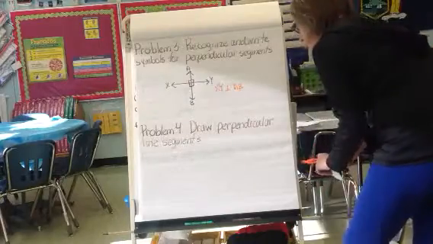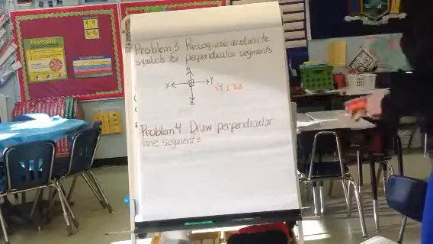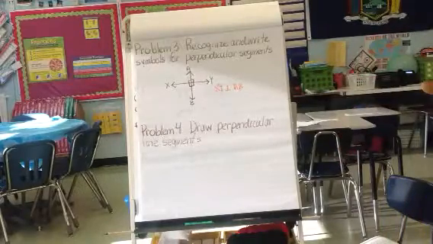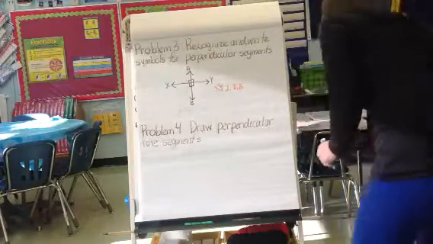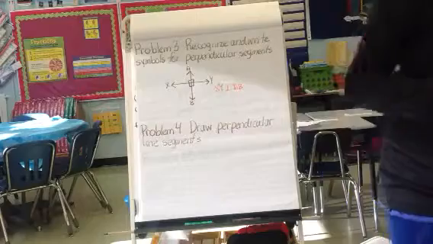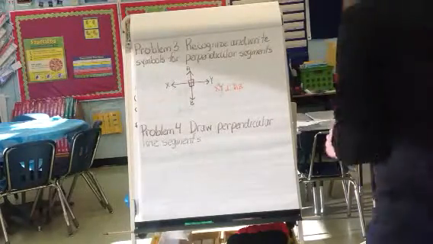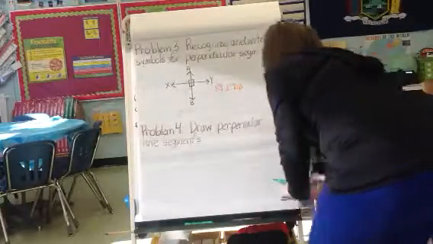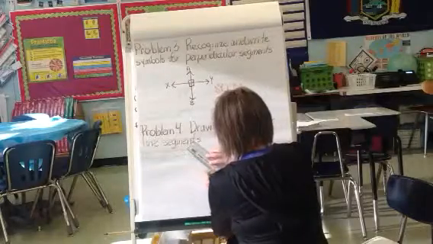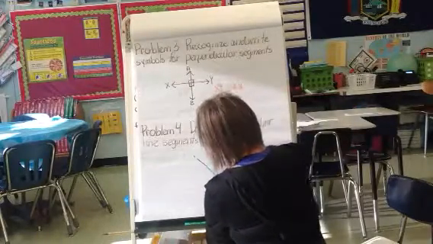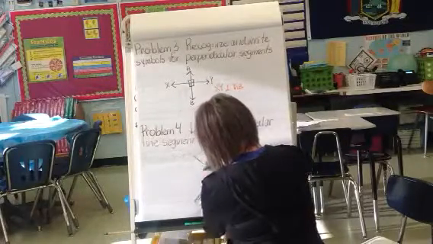Okay, the last thing that we're going to do is draw perpendicular line segments. Now the ones you've seen have been perfectly straight. They do not have to be perfectly straight. You can draw other types of lines and they're still perpendicular. So let's take a look. We'll use our straight edge and we'll draw a line going in this direction. Okay, and we'll draw another one like it.